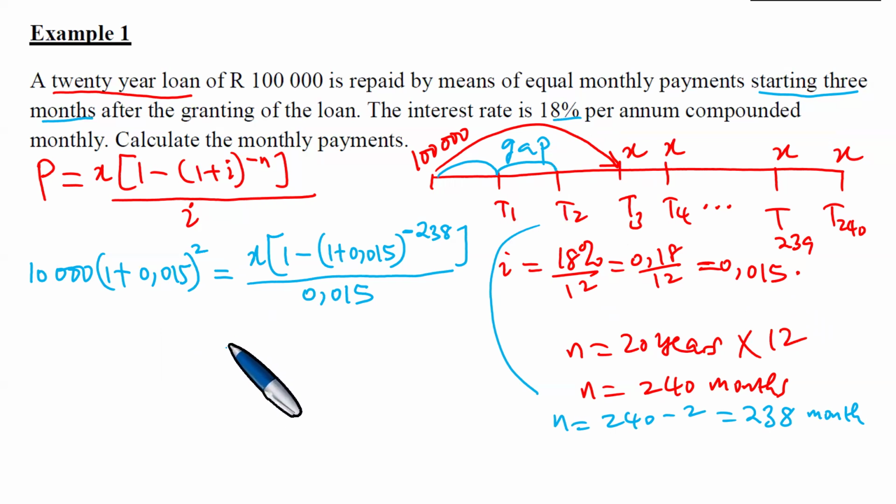So now, what exactly is this here? Just write 100,000 here, because it is a 20-year loan of 100,000.